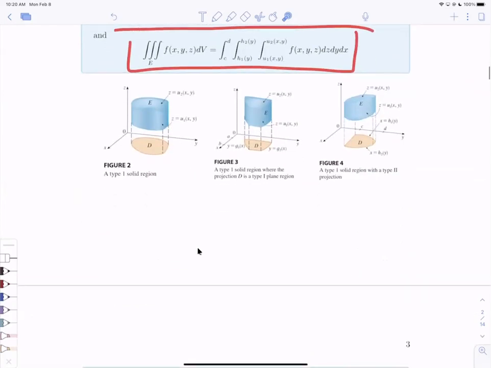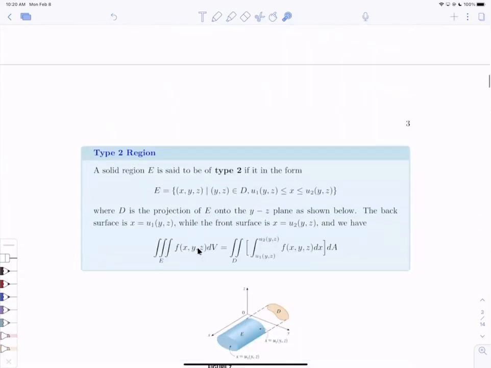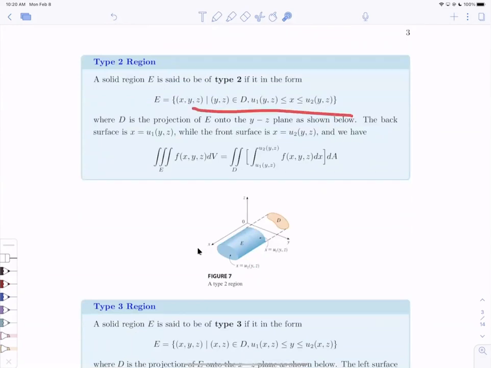If you look at the graph, I put two graphs here. This is a type 1 solid region E on a type 1 D, and this is a type 1 solid region E on a type 2 D. This means that for each solid region, you have two different plane regions. So that's one. A type 2 region is in this form. Before we had (x,y) in D, so we were talking about the xy plane. Now we're talking about the yz plane. If you're talking about the yz plane, then the other variable will be x.